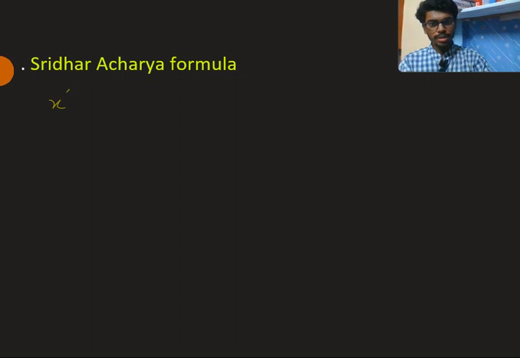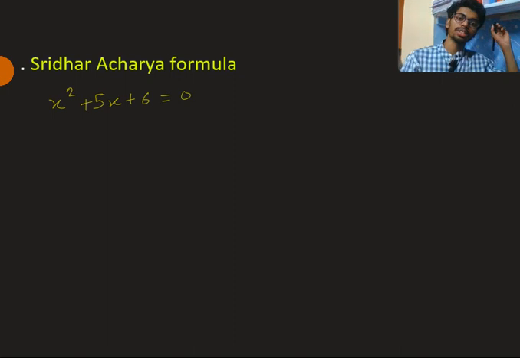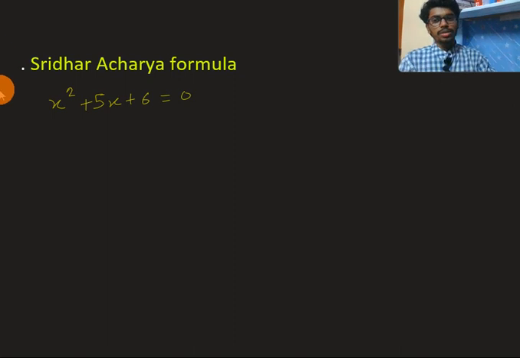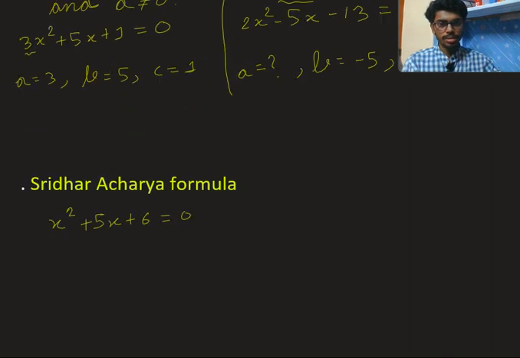x square plus 5x plus 6 equal to 0 is an example of a quadratic equation. So to find out the roots of x, let me move to the next page.